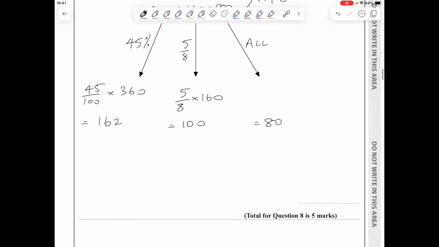Finally, just add 162 plus 100 plus 80, and this will give you 342.